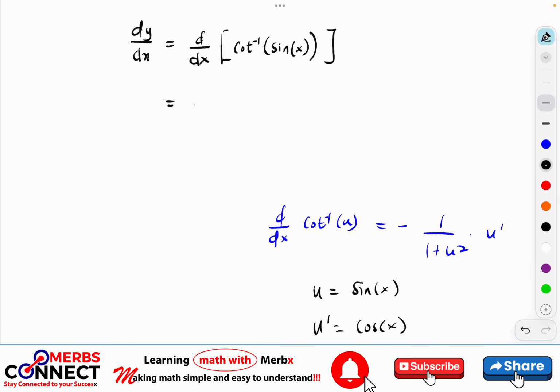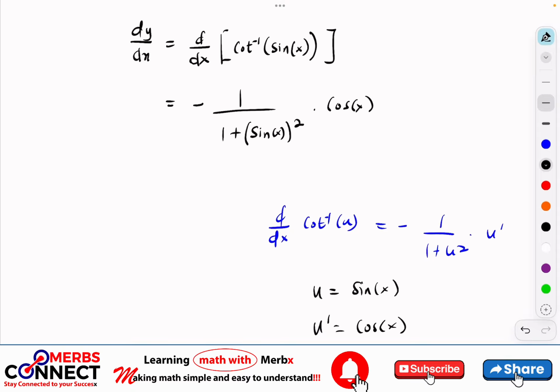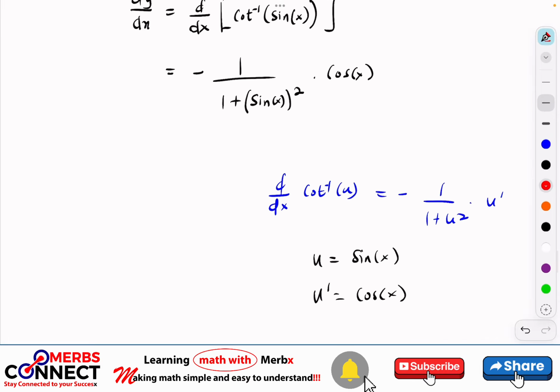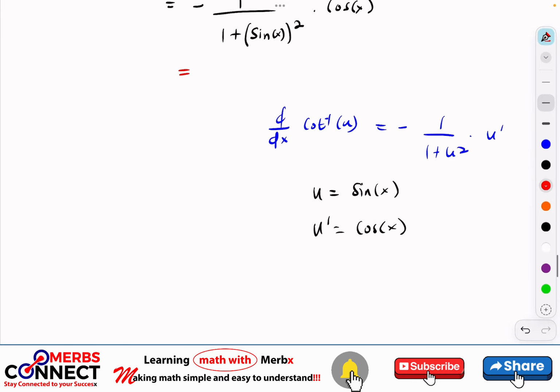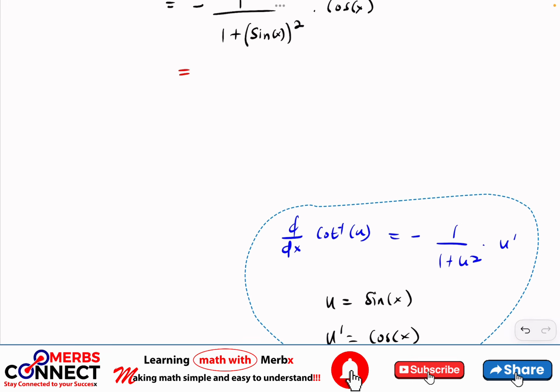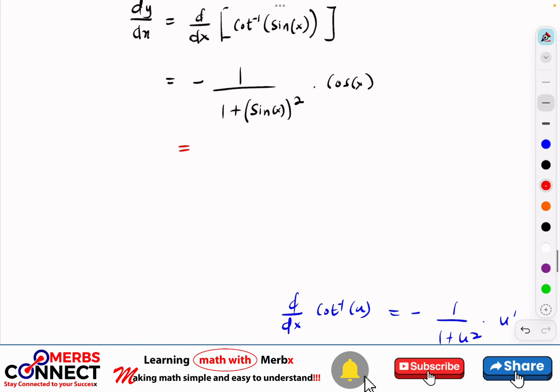So this is just minus 1 divided by 1 plus u squared. U is sine, so I can have this all squared, times u prime, which is cos of x. We didn't take too much time working on this. So this is just going to give us minus cos x divided by 1 plus, I can write this one as sine squared of x.